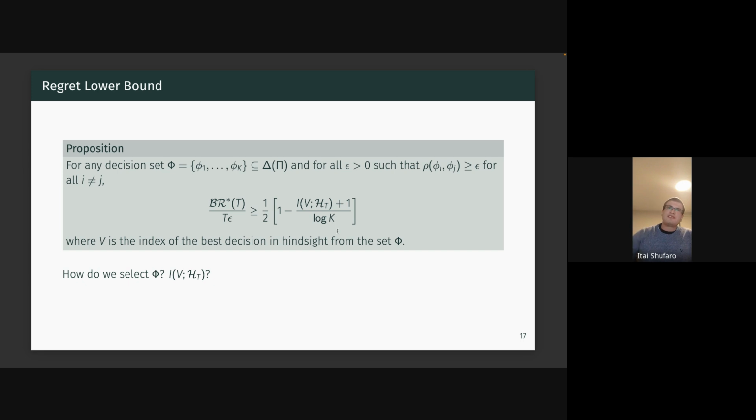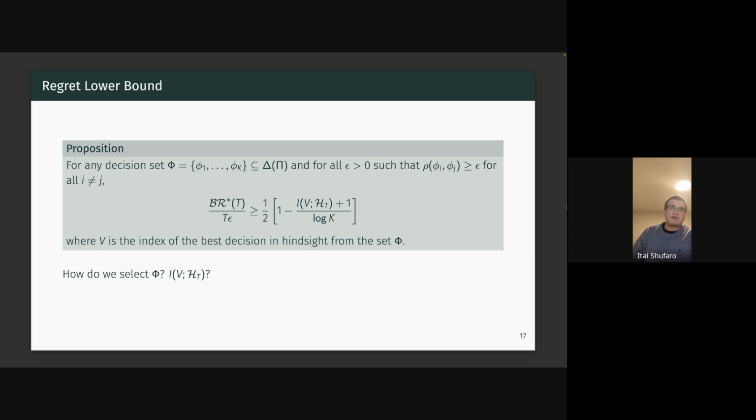All right, so this is some lower bound, but we still have problems with it. It lacks any real meaning, because the entire lower bound depends on how we select the set phi. Right now, the selection is pretty much arbitrary, except for this constraint, so it's hard to get any meaning from this bound. We also have this mutual information term between V and the history, where V is the index of the best decision in hindsight from the set phi. It's also unclear what this term equals. If this term is very large, then we get a negative bound, and the bound becomes null.